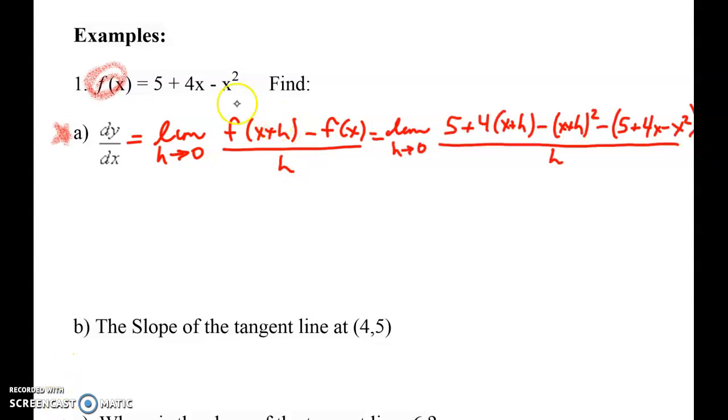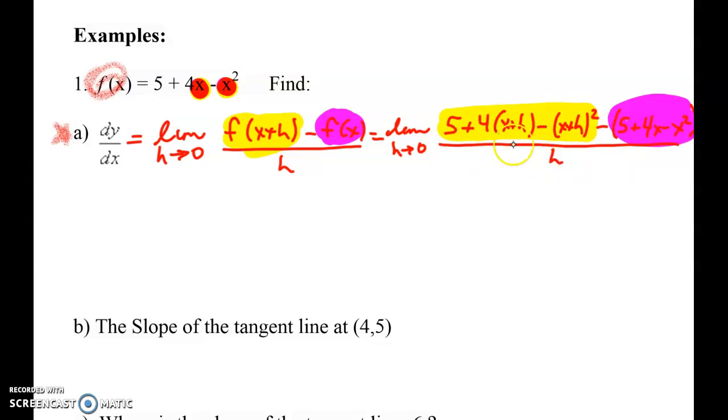Okay, so we took the function f of x, that's here, and we substituted in x plus h everywhere there's an x, here and here. That's this first function. Then we subtracted f of x, here and here, for f of x. Okay, and that's all over h. So now we have to simplify this out.